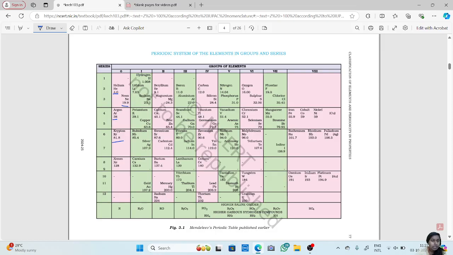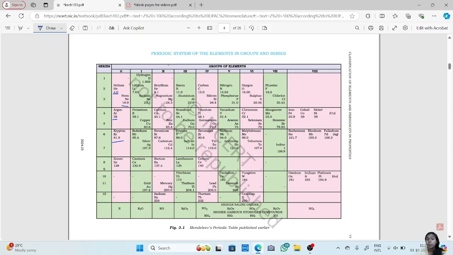Now you can see helium, neon, argon, krypton, xenon, we call them noble gases, right? So they come under one group. Now fluorine, chlorine, bromine, iodine, these are our halogens. They also fall under one group. Yes or no? So he had arranged them in such a way that everything is falling under one group.